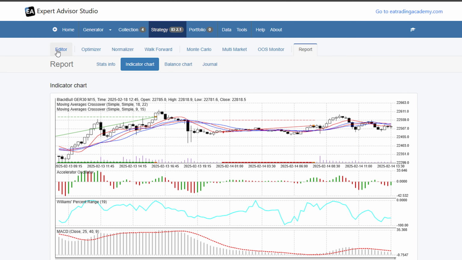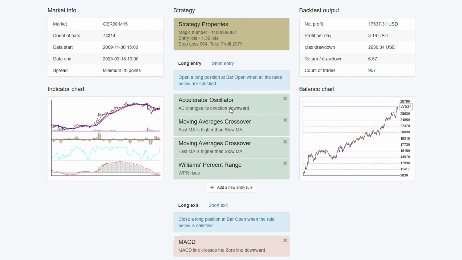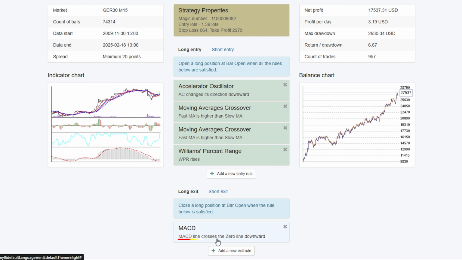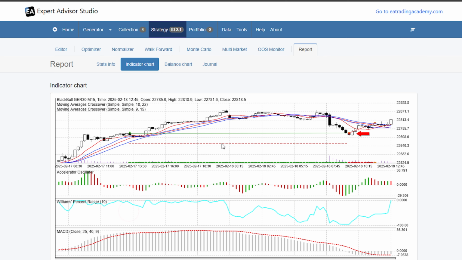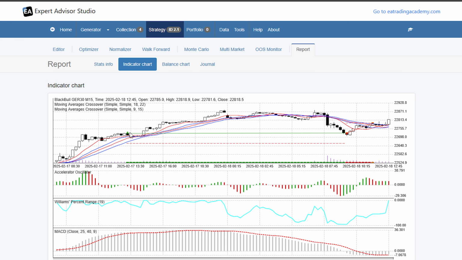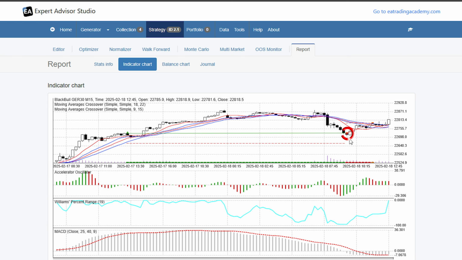Yep, the strategies that are generated always have stop loss and take profit, and you can see them right in here. And there is one more indicator, which is the MACD line crosses the 0 line downward with the inputs of 25, 40 and 9, and when this happens, it is an exit condition. And you can see that this is exactly the case with the latest long trade. So right in here, the MACD line crossed the 0 line downwards and the trade closed.